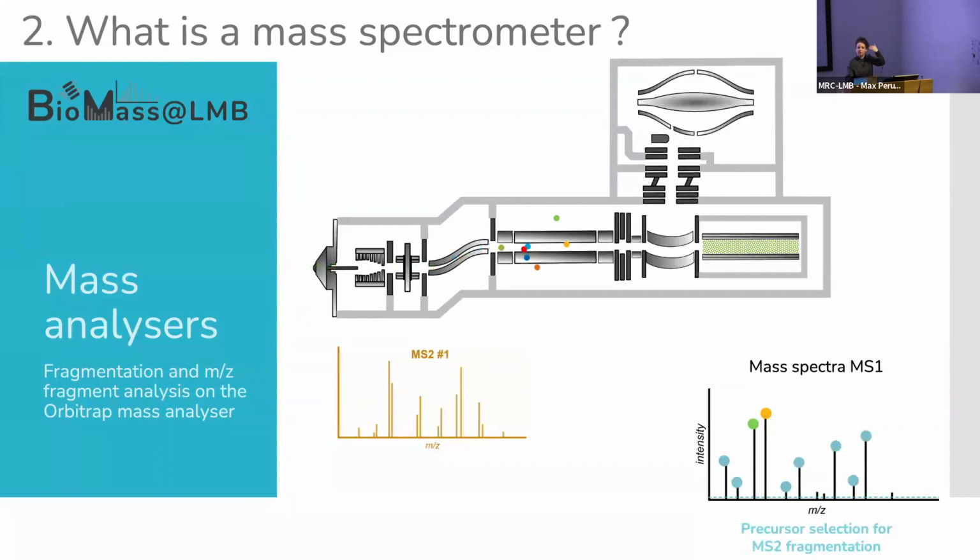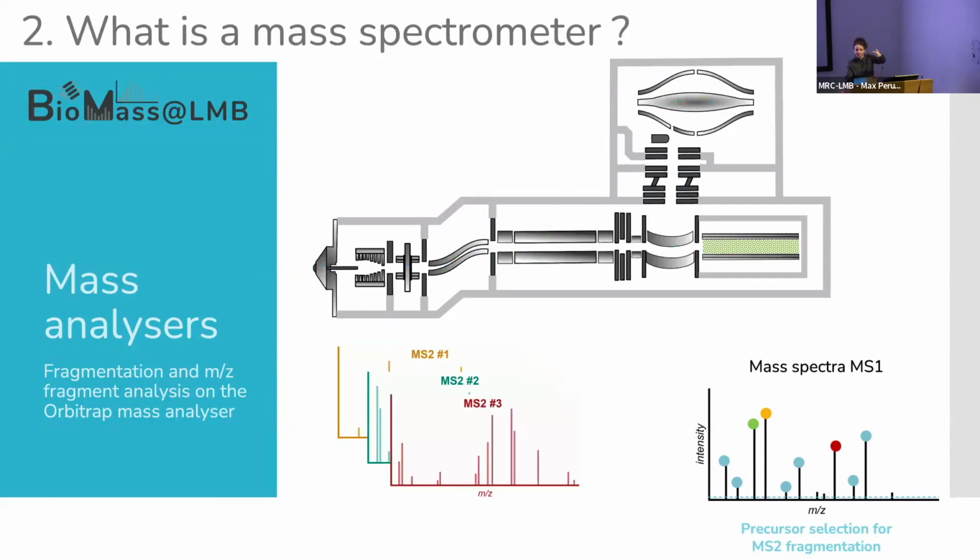And this goes on for what we call a cycle of acquisition. So it will select which peptides you want to fragment, it will do it until a certain number, and then it will start again, do the MS1 to see what are the peptides that you have in your sample, it will select again, and it will start to fragment again. So the whole thing is called a cycle of acquisition.